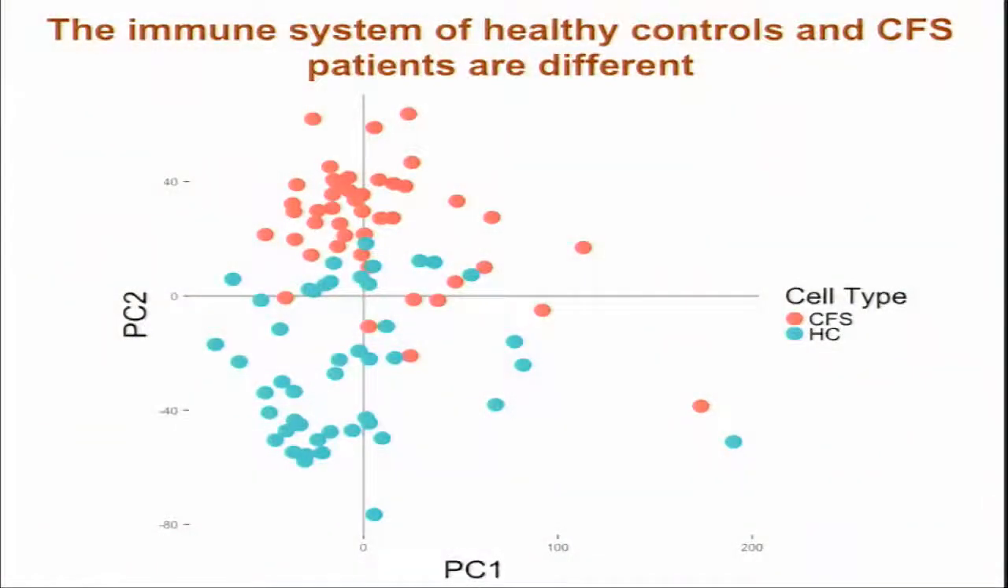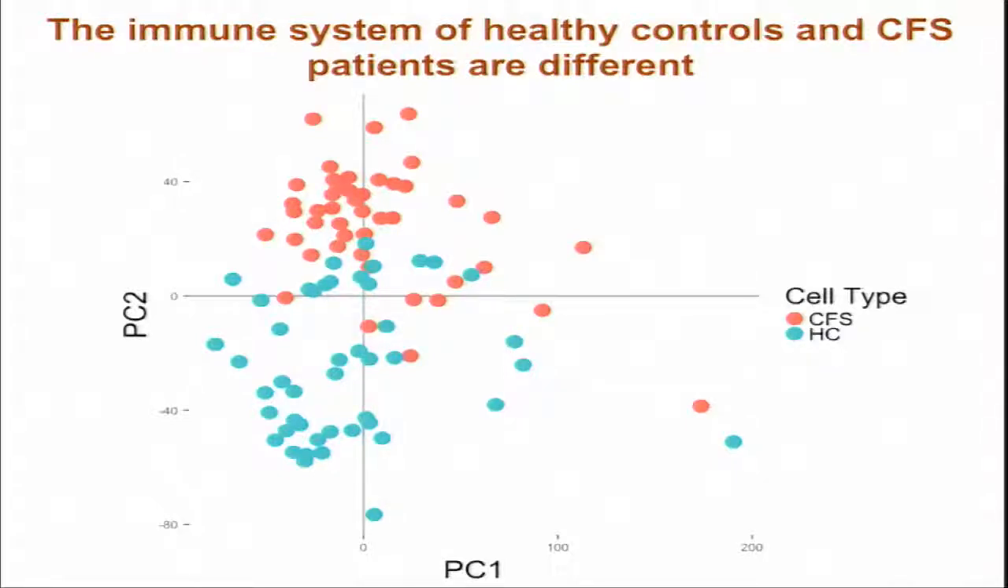I'll tell you the main points. This is a principal component analysis where we have sequenced T cells from healthy controls as well as CFS patients, and each point represents a single T cell. They are placed on this plot based on their similarity. So if you have two T cells that are exhibiting very similar function, they will be placed very closely on this plot.